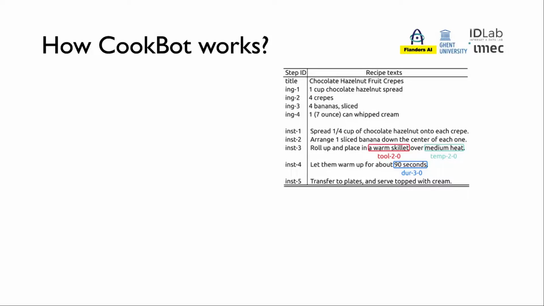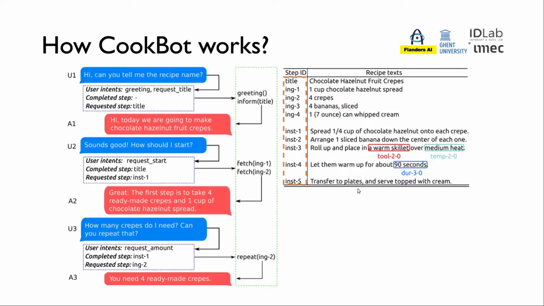The CookBot is actually a pipeline system composed of 3 steps. In the right part, you can see another recipe, and for each ingredient and instruction, we assign a unique identifier, which will be used in our dialogue annotations. In the left part, there is a dialogue example. So for each user question, the first step is to parse the question into a semantic frame, including the user intents, completed step, and the requested step. These 2 steps actually come from the recipe annotation in the right part.